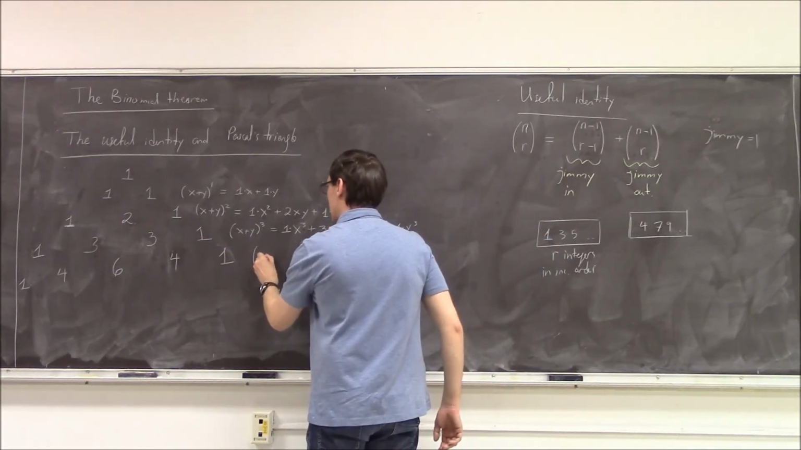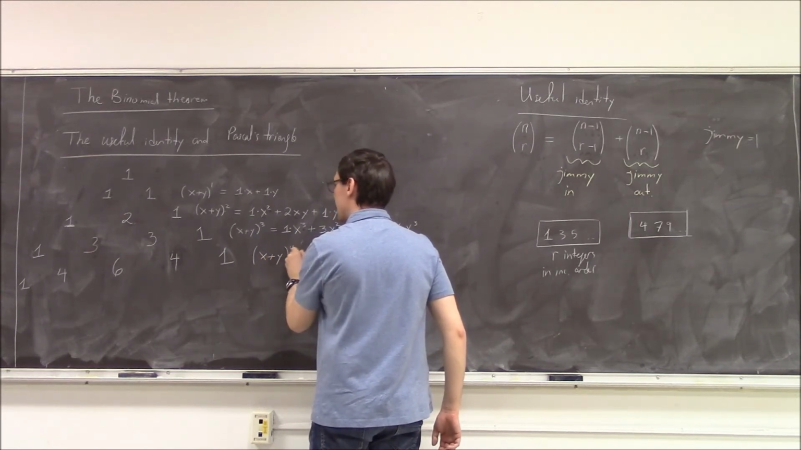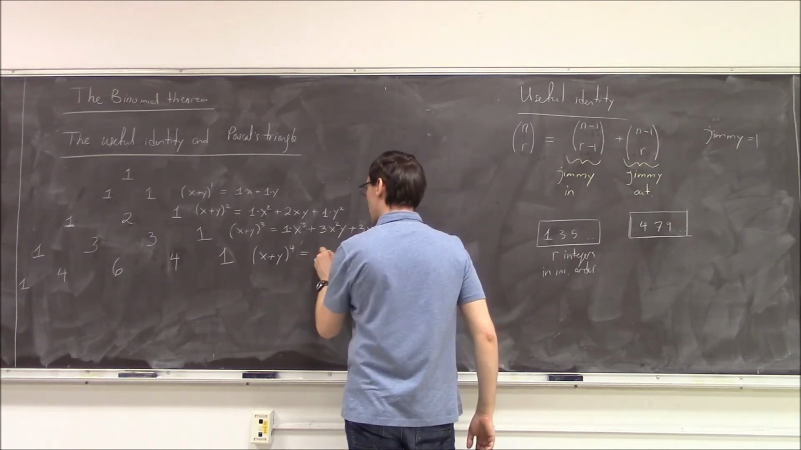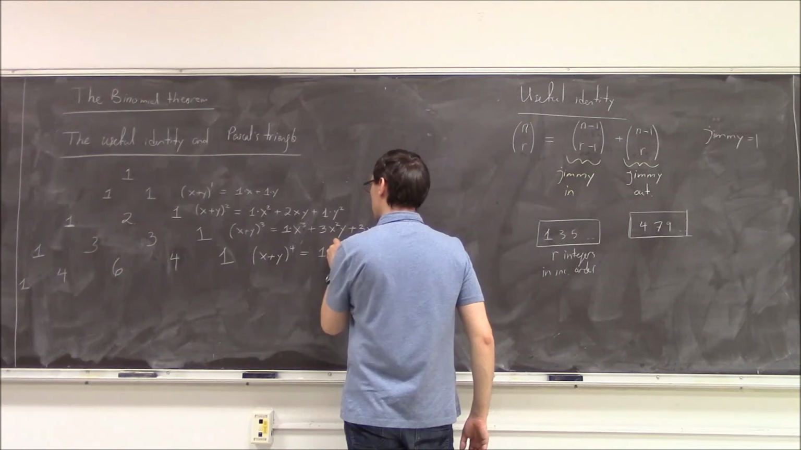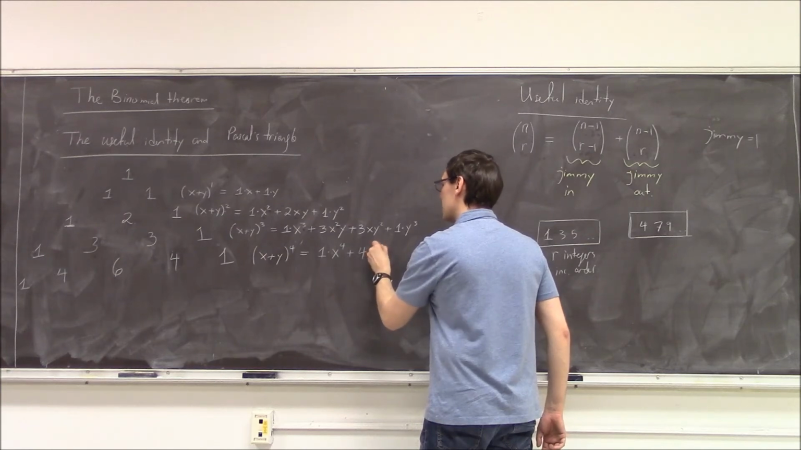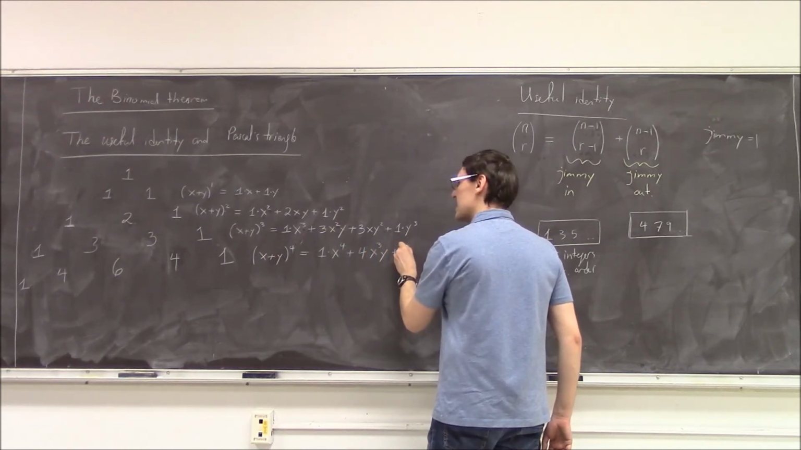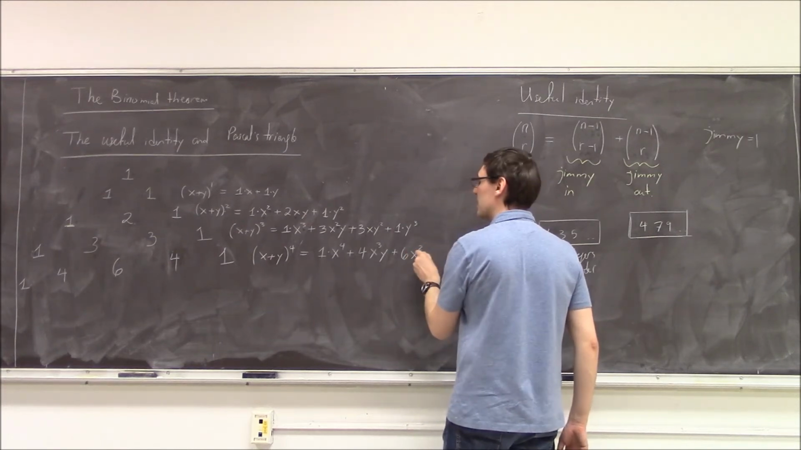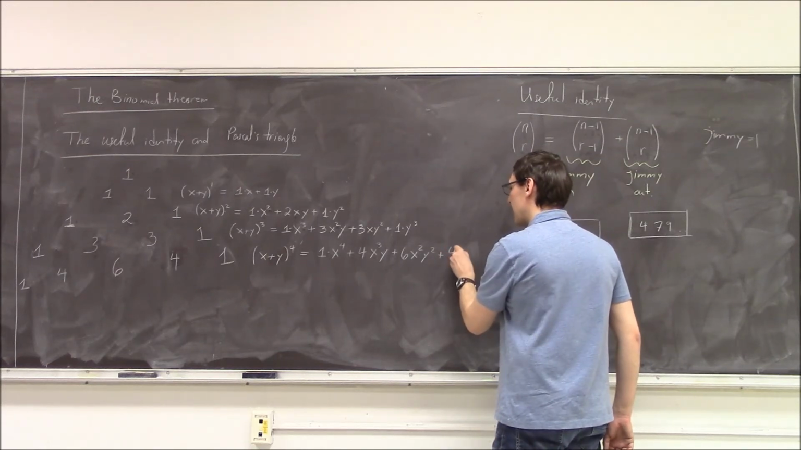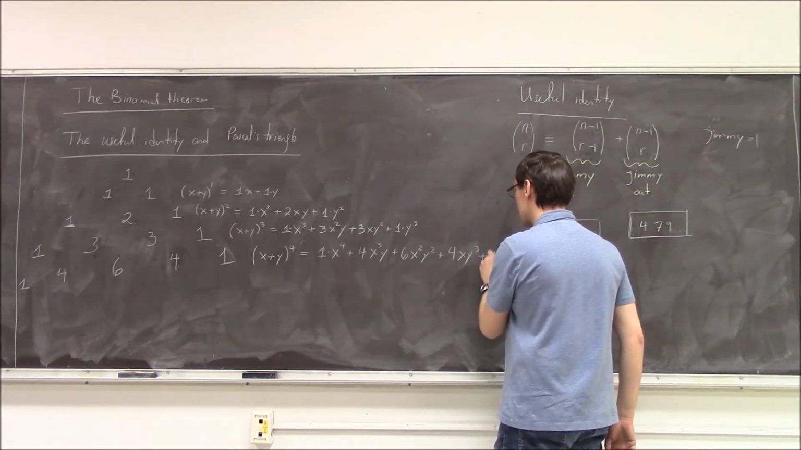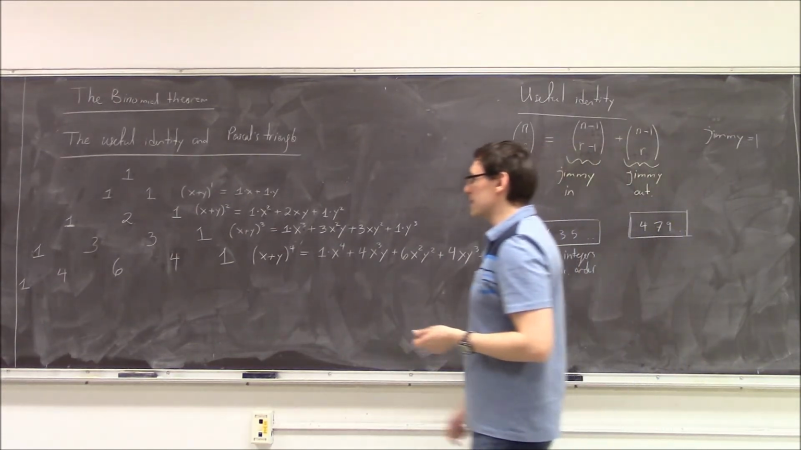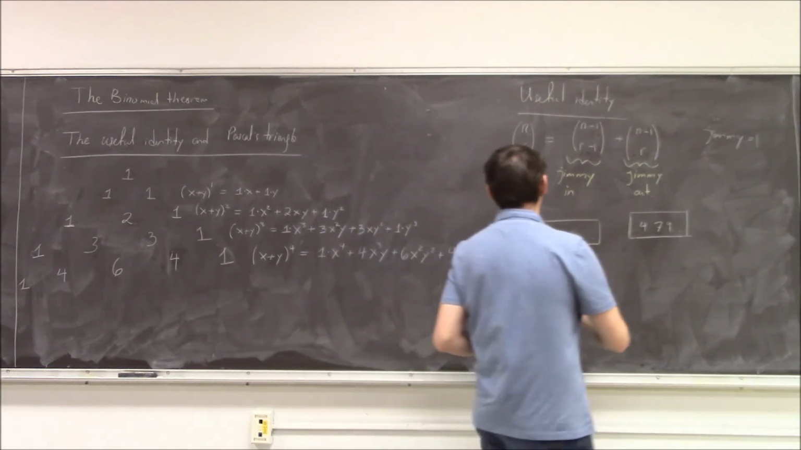What about the next row? Well, that is x plus y to the power 4. And what we get is 1 times x to the 4 plus 4x cubed y plus 6x squared y squared plus 4xy cubed plus y to the 4. Seems easy, right? Why does this formula work?